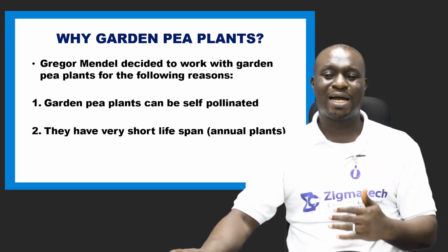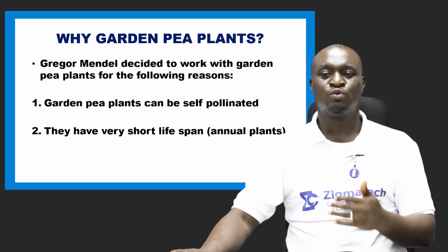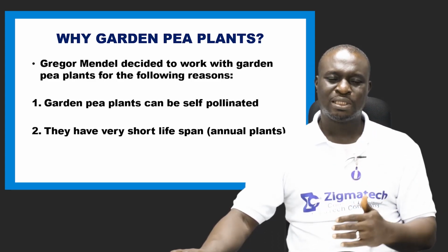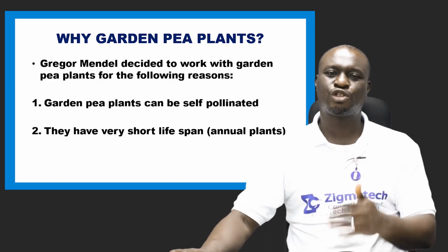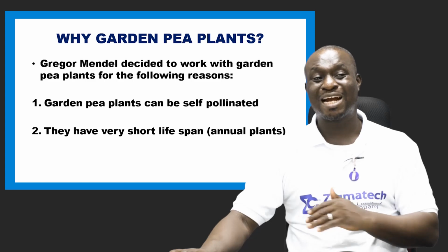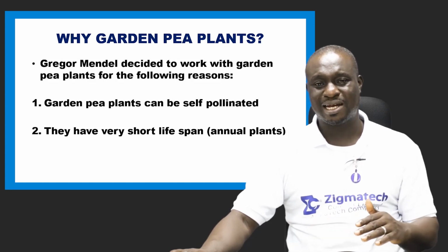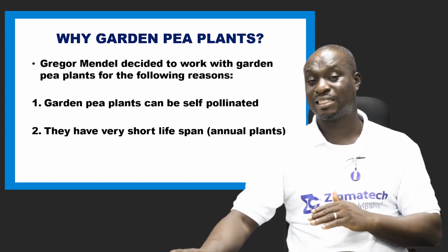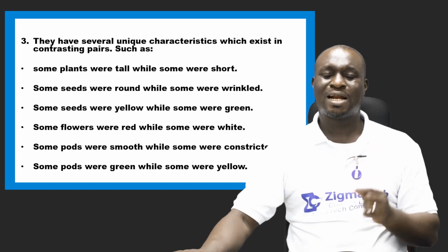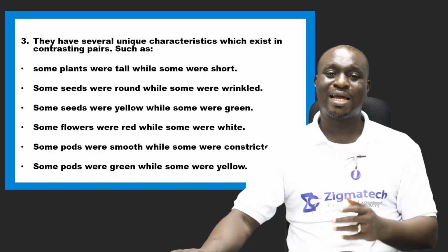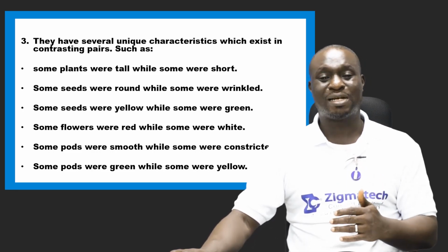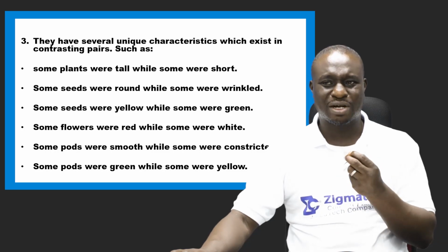Number two reason why he chose the garden pea plant was because of their short lifespan. The garden pea plant has a very short lifespan. In fact, garden pea plants are annual plants. They are not biennial, they are not perennial. They complete their life cycle within 1 year. Number three reason why he chose the garden pea plant was that it showed several unique characteristics.